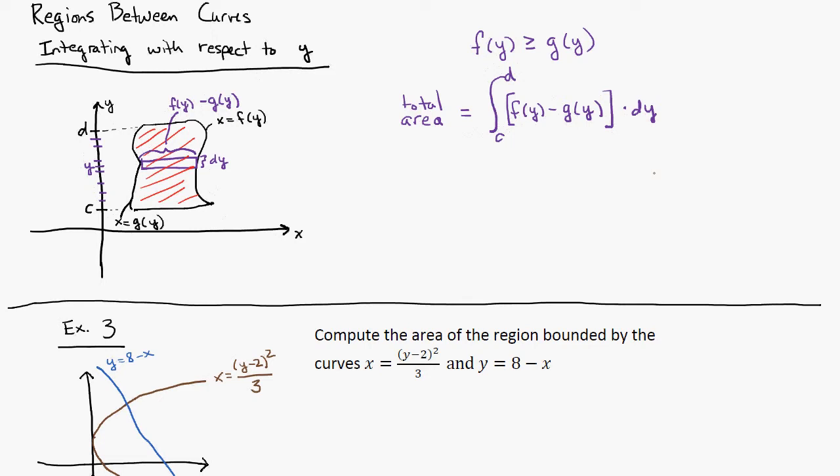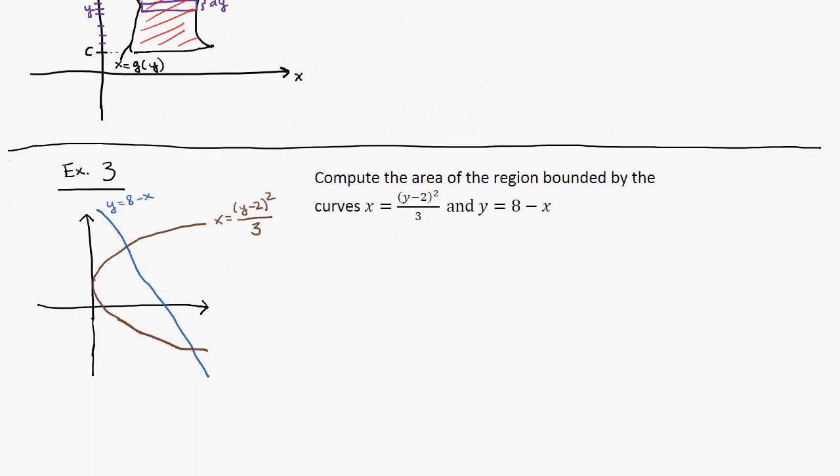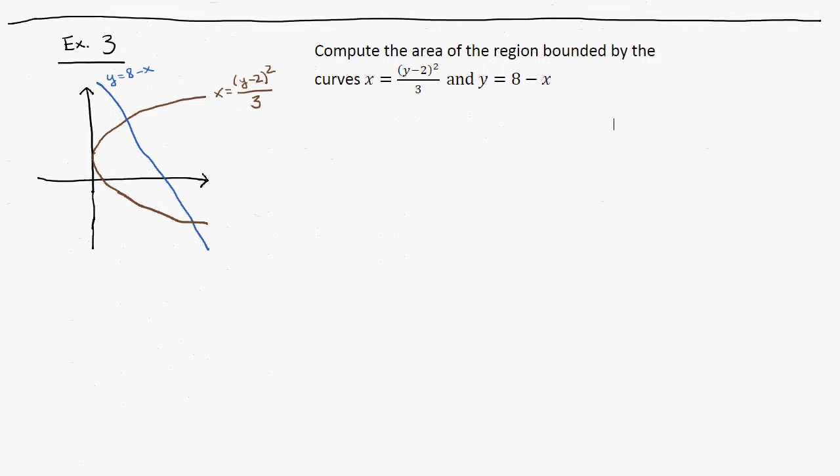Now we're going to try to apply this method to an example. So let's scroll down. The problem is to compute the area of the region bounded by the curves x equals (y minus 2) squared over 3 and y equals 8 minus x. I've drawn and sketched the two curves. The first curve is the brown one here, and the second curve is the blue one here. So the problem is to compute the area of the region in between here.